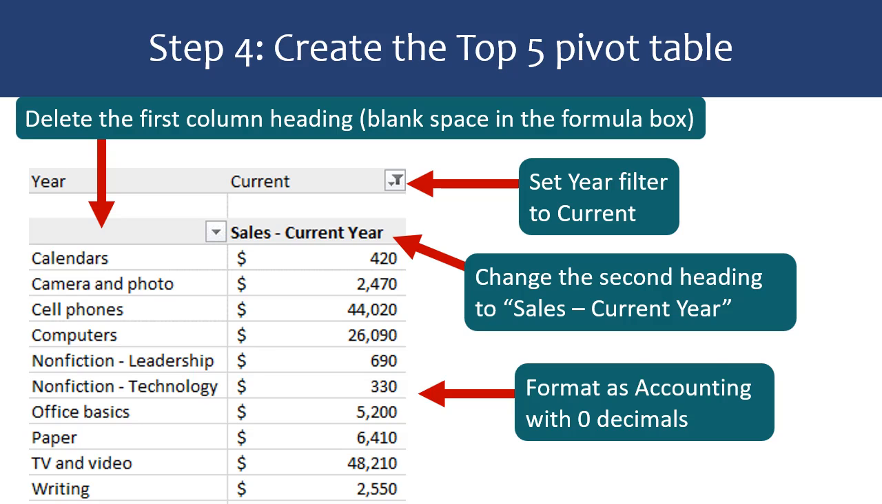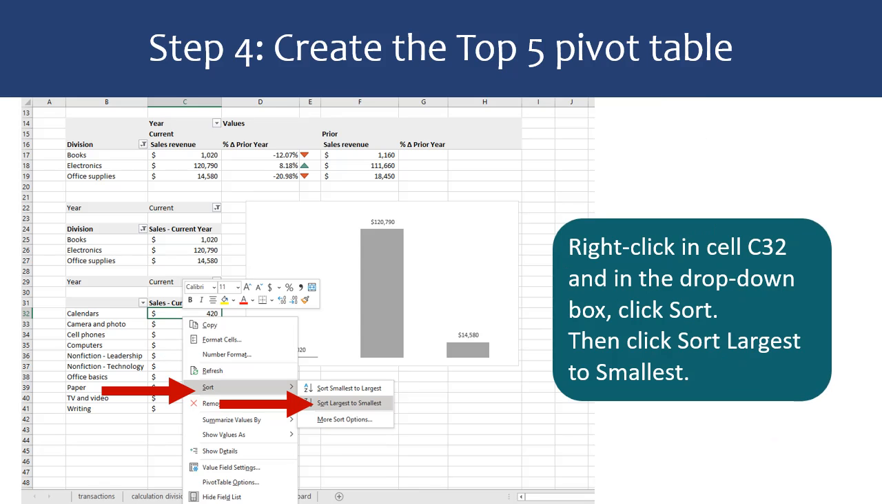Change the second heading to sales current year. Finally, format as accounting with 0 decimals. Right-click in cell C32 and in the drop-down box, click Sort. Then click Sort Largest to Smallest.